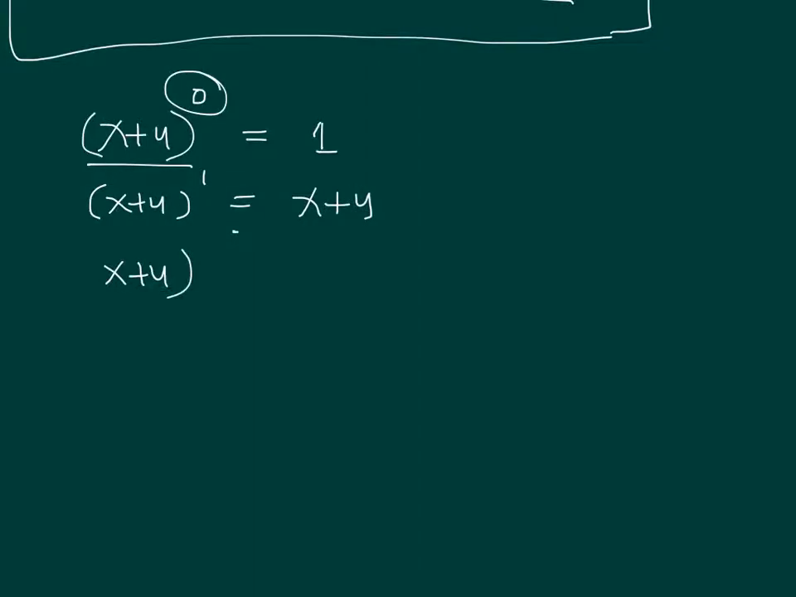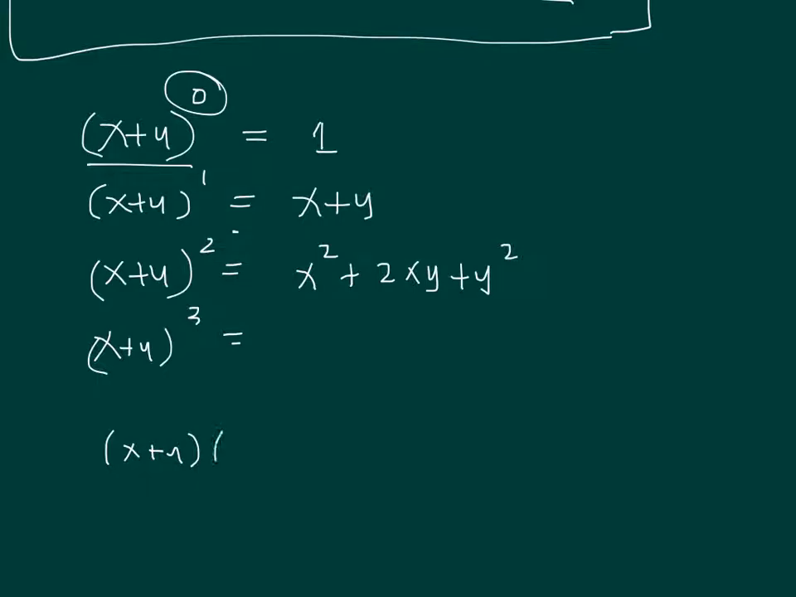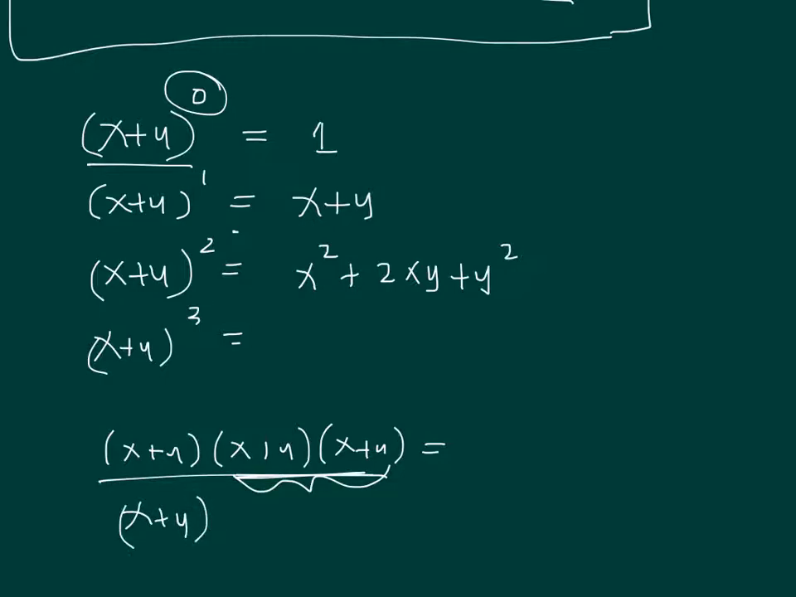If I have x plus y raised to 2, we know this to be x squared plus 2xy plus y squared. And then if I have x plus y to the cube, you can still get this from x plus y times x plus y times x plus y, which is the same as x plus y times the result of x plus y squared, which is x squared plus 2xy plus y squared.